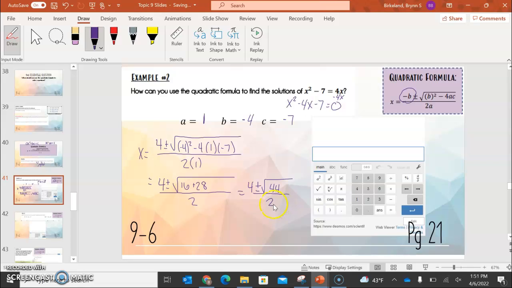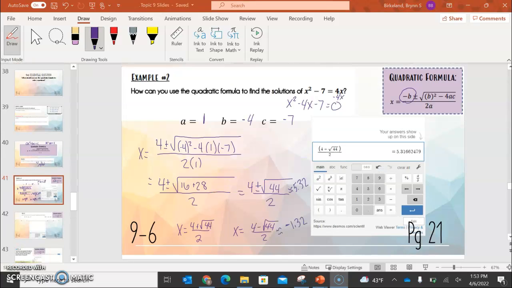And at this point, we can use a calculator to help us estimate this. There is no nice square root of 44. One option is that x is going to be 4 plus the square root of 44, all over 2, or x is equal to 4 minus the square root of 44, all over 2. If we type this into a calculator over here, on a calculator like Desmos, you're able to carefully type in, just as you saw, your solutions.